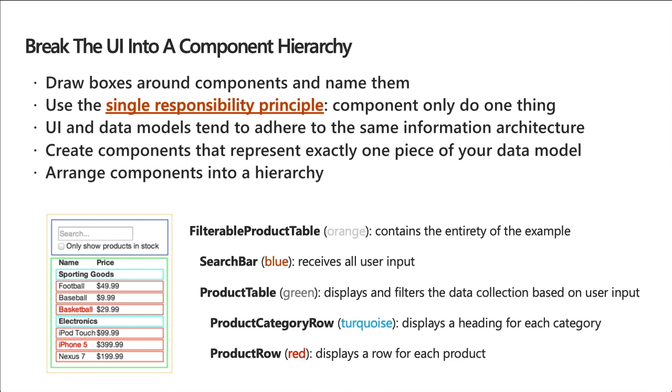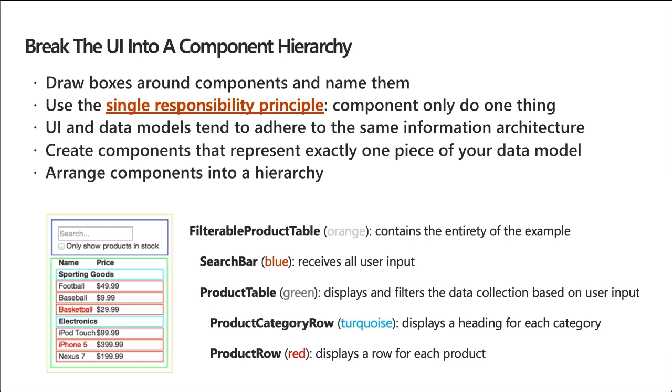Now, if you look at this product table, you're going to see that the table header that contains the name and the price labels isn't in its own component. This is just a matter of preference. There's an argument to be made either way. But in this example, we left it as a part of the product table because it's part of the rendering of the data collection, which is the product table's responsibility.